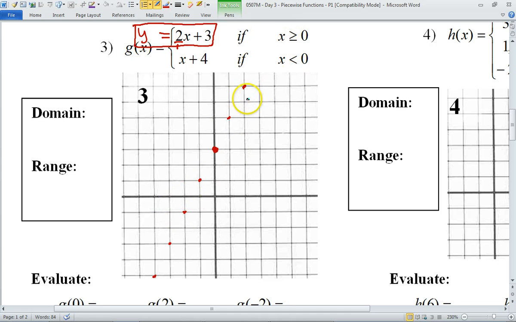Now, am I going to graph this whole graph? No. I'm going to graph this part, the part where the x values are greater than or equal to 0. Which one of these dots is at an x value of 0?